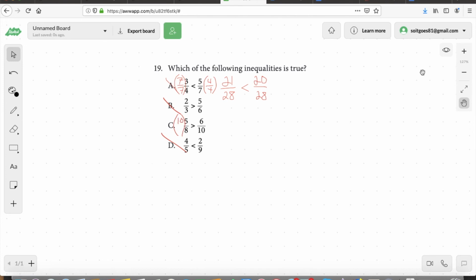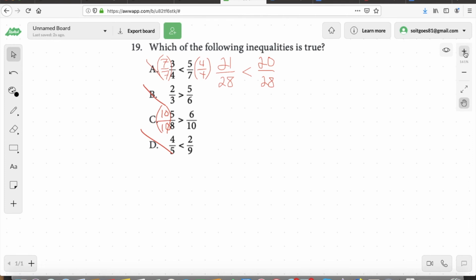So 10 over 10 is 1. We're not changing the value of 5/8, we're just changing the form. And what does that give us when we multiply that? 50/80ths. 50 over 80. And then how do we express 6/10 with an 80 in the denominator? We've got to multiply by what? 8 over 8.